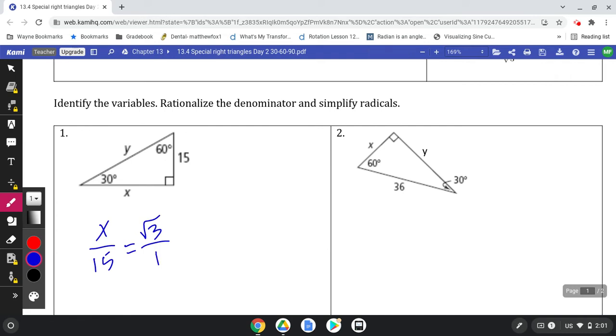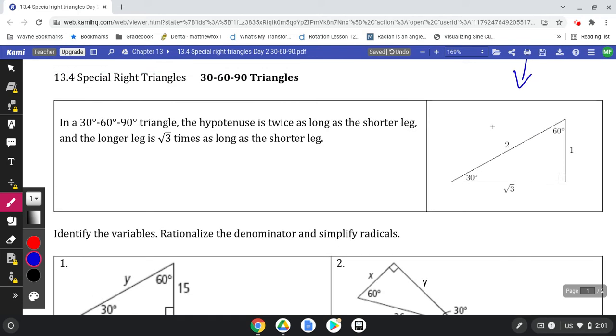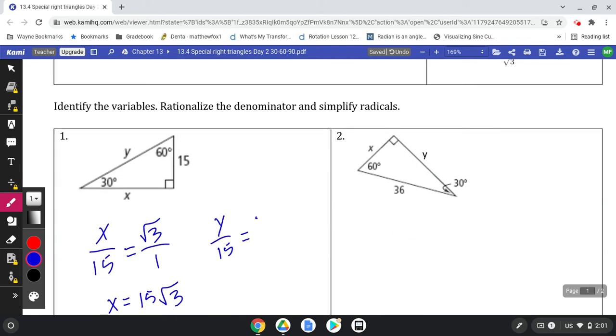We cross multiply. 1 times x is x. And 15 times square root of 3 is just 15 square root of 3. Now we are done. Now we go to solve for y. Y over 15 equals, y once again is across from 90. So we think back to our original, across from 90 would be 2. That goes on top. 15 is across from 30.